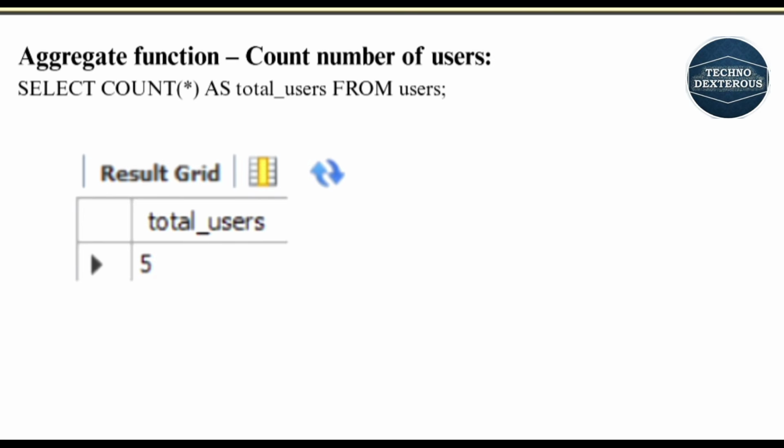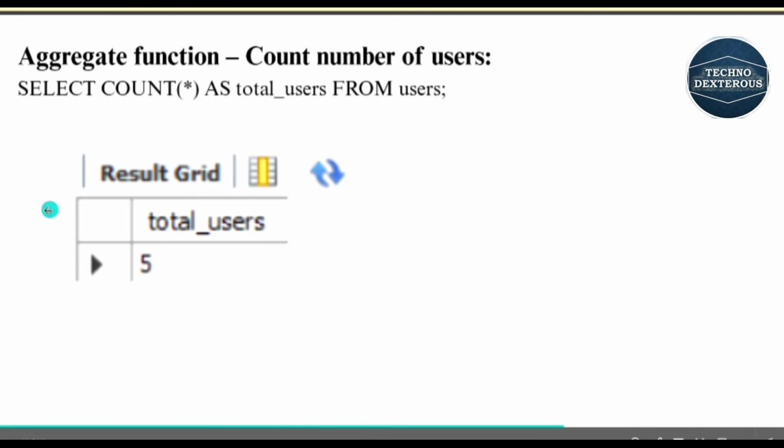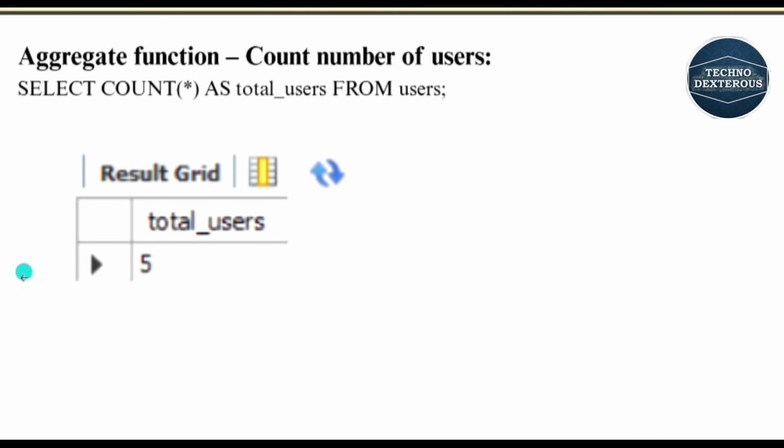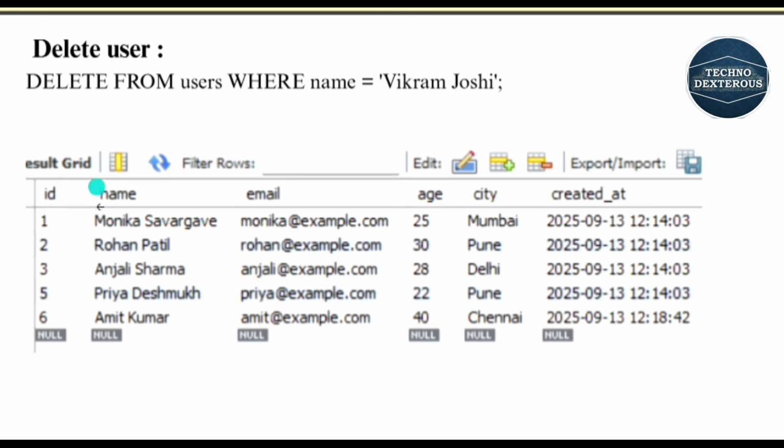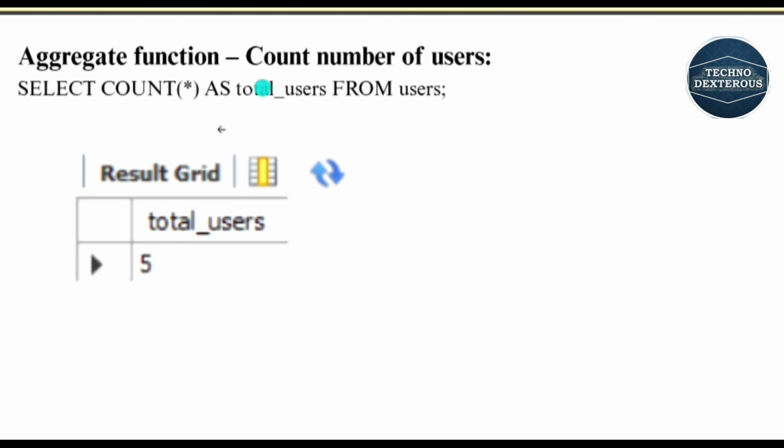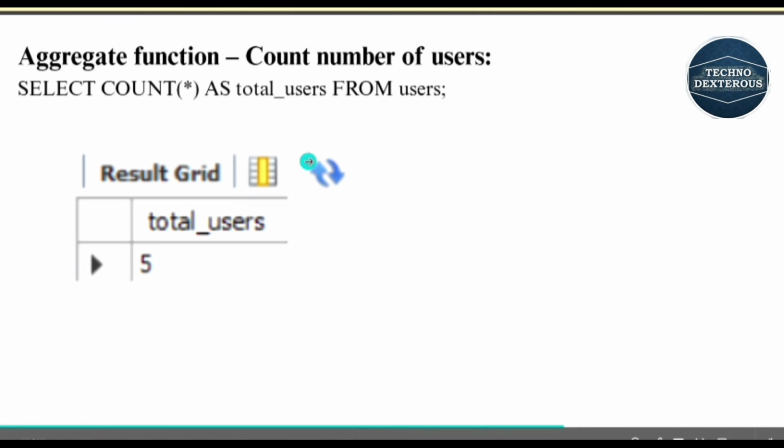Then aggregate function. Here the aggregate function counts the number of users. By using the aggregate function we can calculate the total number of users present in the table. Select count as total user from user table. Here we can easily see five users present in the user table.